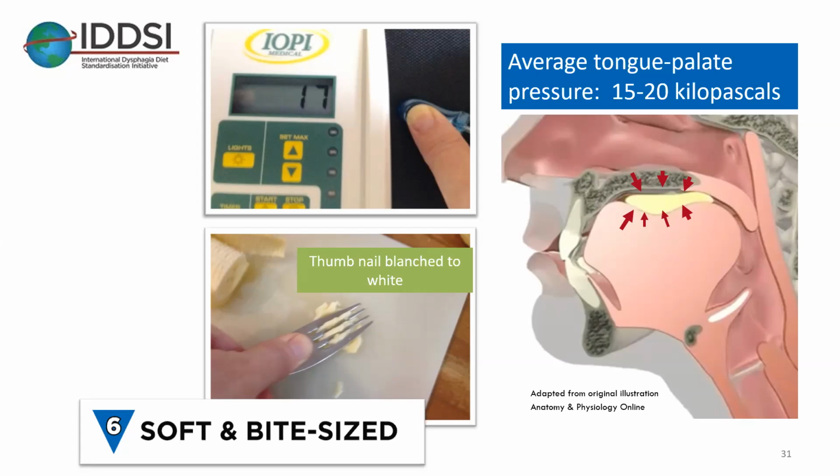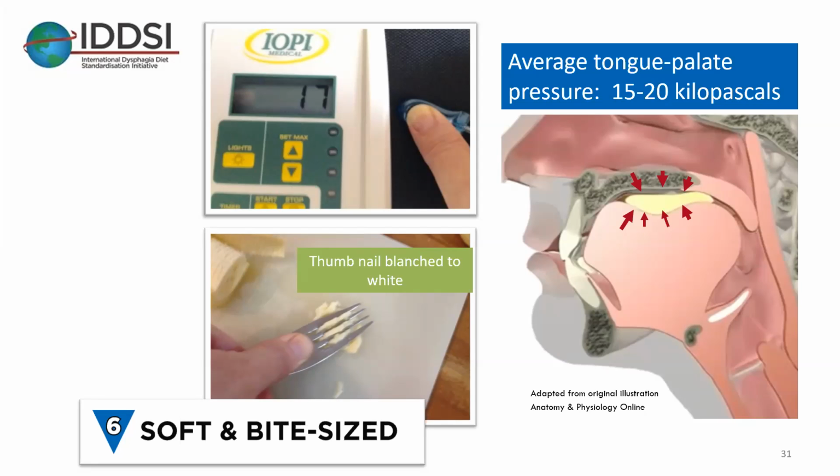Now, again, Katrina's lab was instrumental in creating some research that described the pressure necessary to blanch your thumbnail when you're pressing against a particle of food with the fork. And 17 kilopascals actually is needed to achieve this blanching of the thumbnail, and it's very similar to the reported amount of pressure used by the tongue in swallowing. And so we have a nice, I think, easily repeatable test here to determine whether food is soft or not, using the fork again.